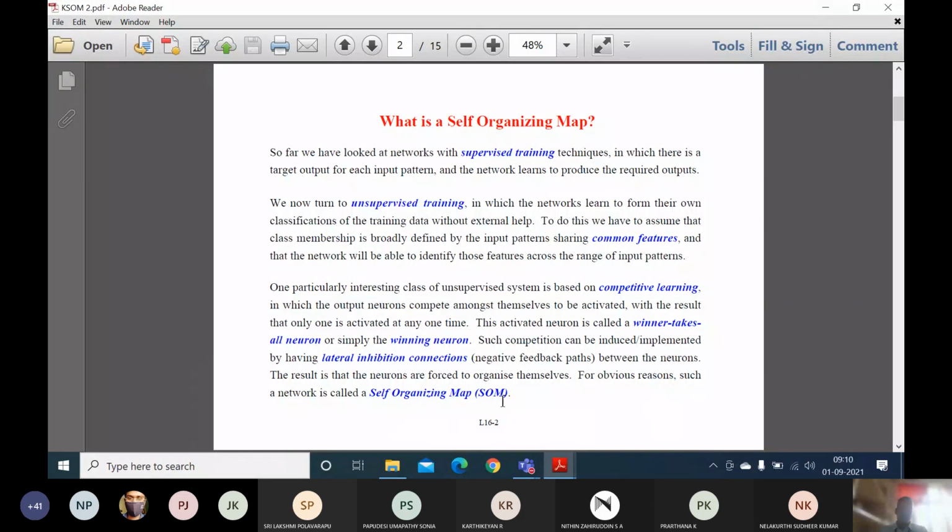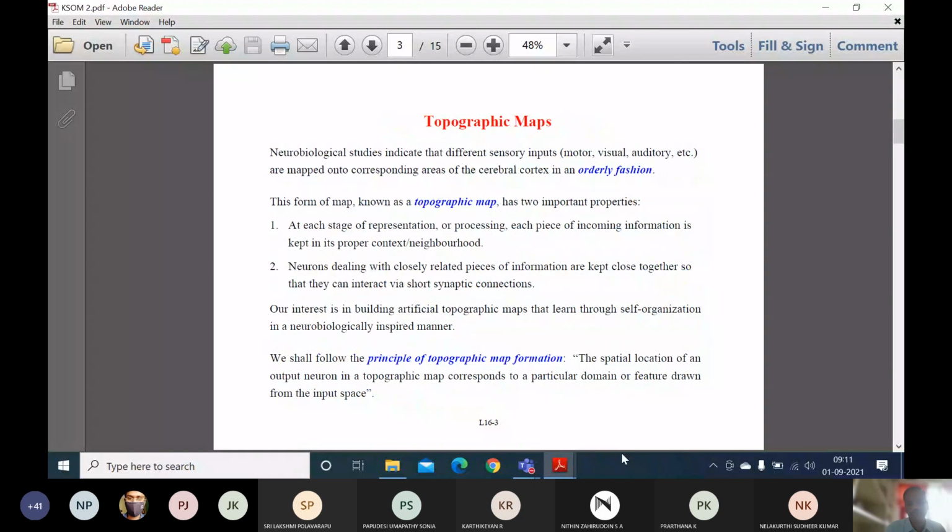The final result is that the neurons are forced to organize themselves. Organizing themselves means, for example, the top 5 students at one level, then the next top 10 students, the next top 20, the next top 30, like that, right from the class topper to the last mark. So they organize themselves and then give the output to the user based on the range of input patterns. This kind of architecture or behavior given by the set of neurons is considered unsupervised training.